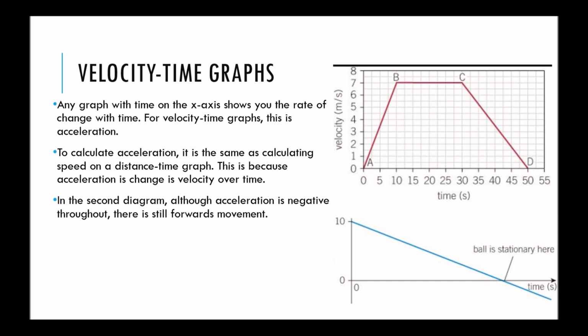And then between C and D, you would have to do 0 minus 7, since D is the value that is at a larger time. And then you divide by 30 minus 50, so you would get negative 0.35 meters per second squared, which is also called deceleration. And then in the second diagram, acceleration would be negative throughout, but there's still more forwards movement at the start, since velocity is positive at the start.